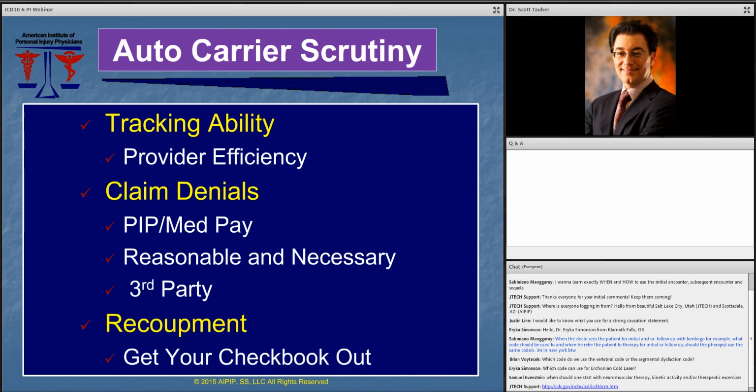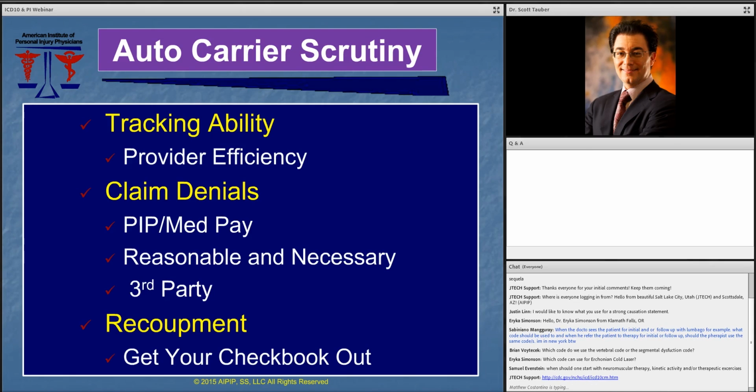Hey doc, why don't you send us a check back for $30,000, because we determined that your documentation, based on your diagnoses and everything else, didn't support this treatment. How many of you are ready to write a check for 30 grand? This is what has the potential to happen in personal injury. So it's not just this panacea of, oh, great, we're going to submit the claims. There's a method to the madness.